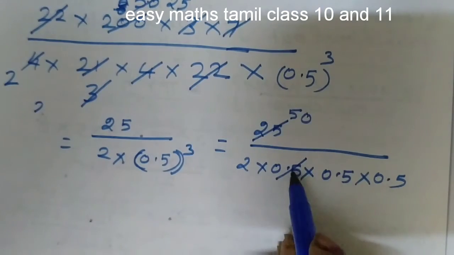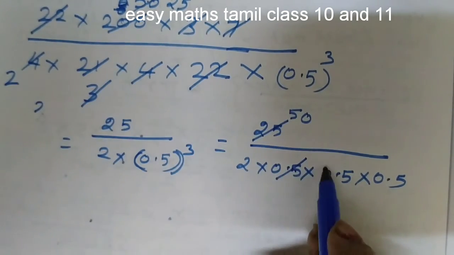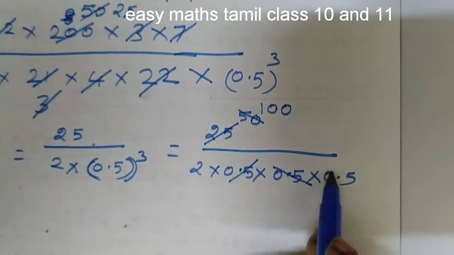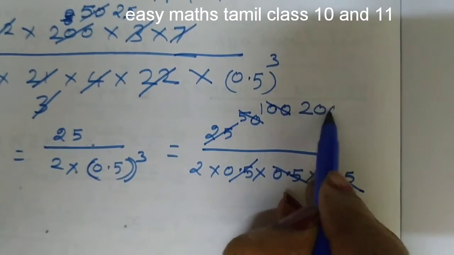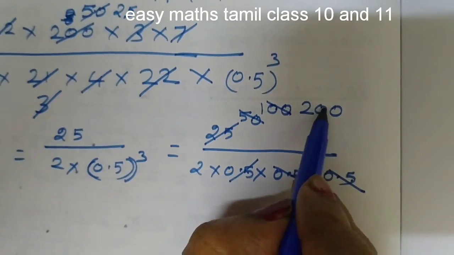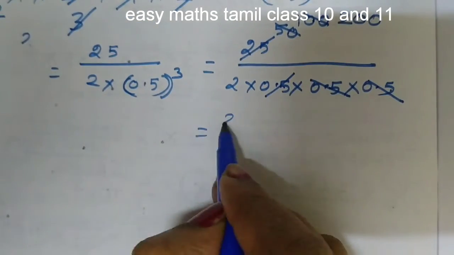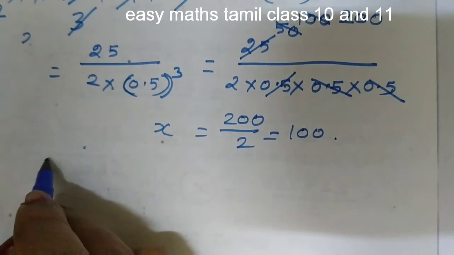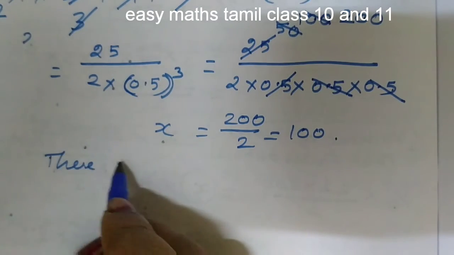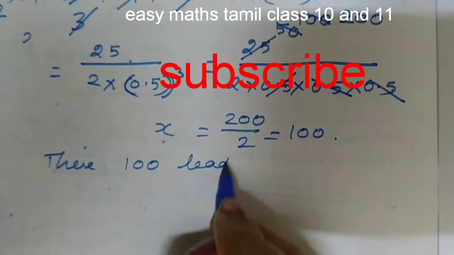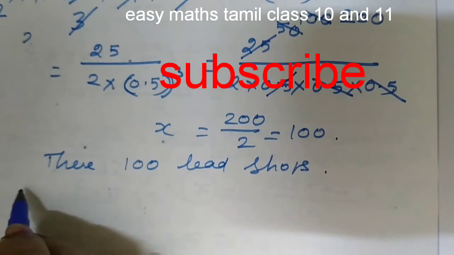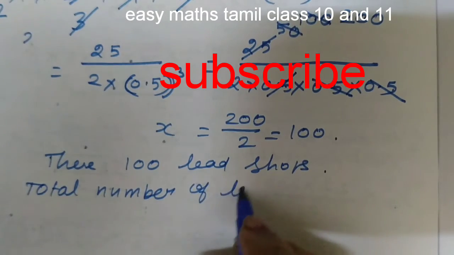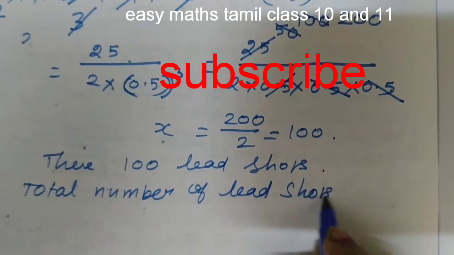0.5 into 0.5 into 50 is 25. 0.5 into 100 is 50. 0.5 into 200 is 100. So 200 by 2 is 100. So x is equal to 100. There are 100 lead shots in total.